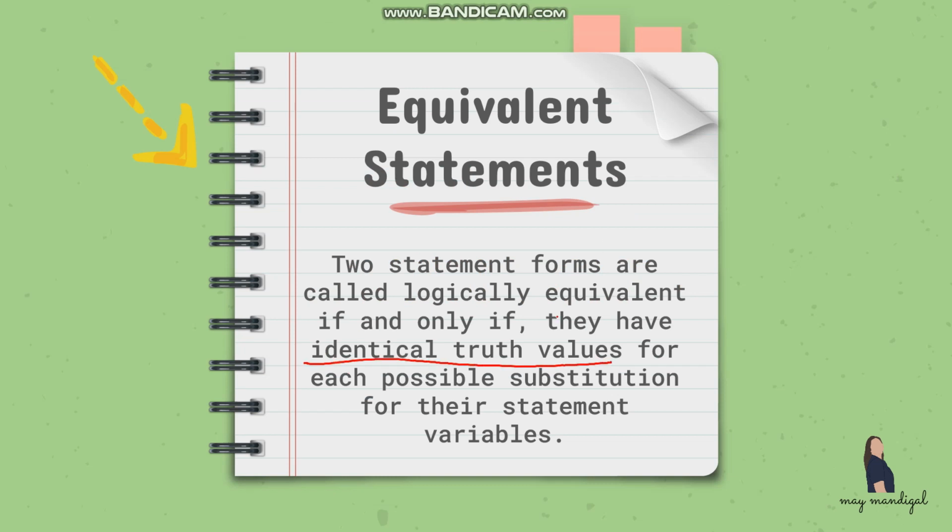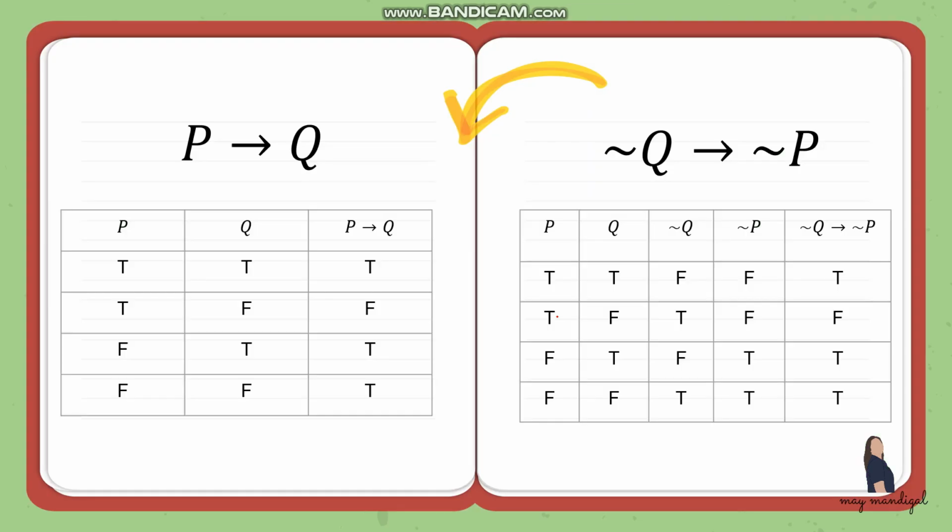So let's say you have two sets of arguments or statements and you create the truth table for each of them. You have to look at the last column and check if they have identical truth values. If it happens that these two statements have identical truth values for all of the possible combinations of the truth values, then we can say that these statements are logically equivalent.